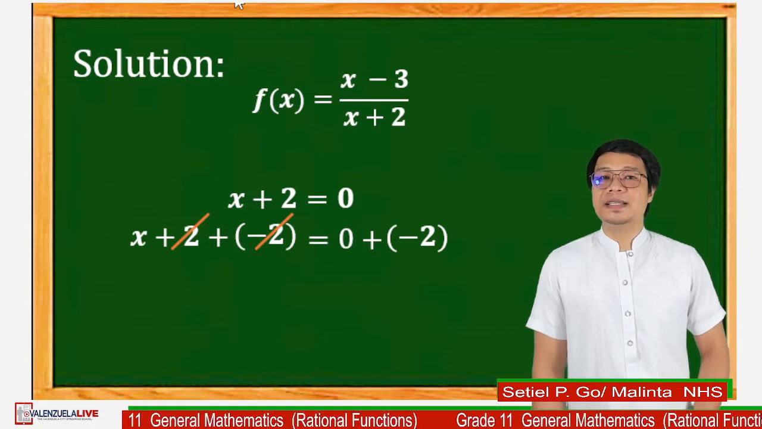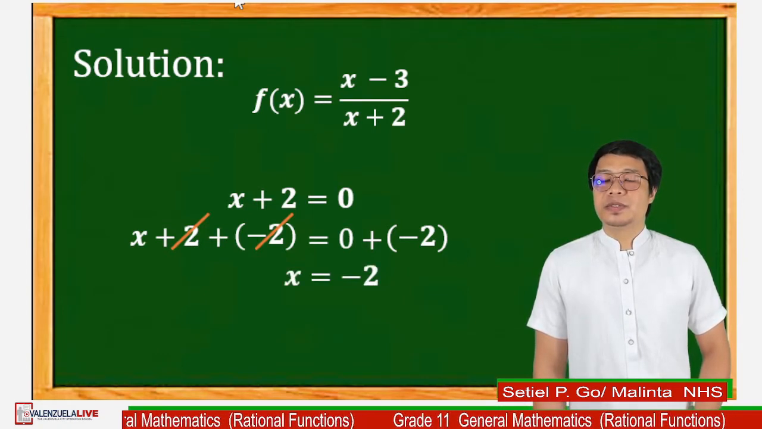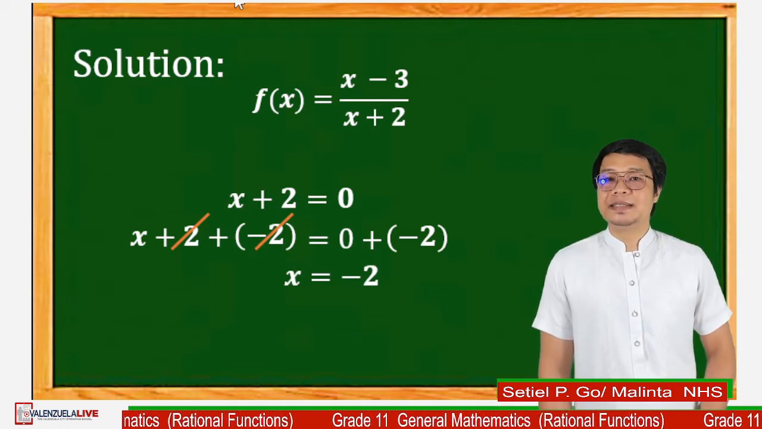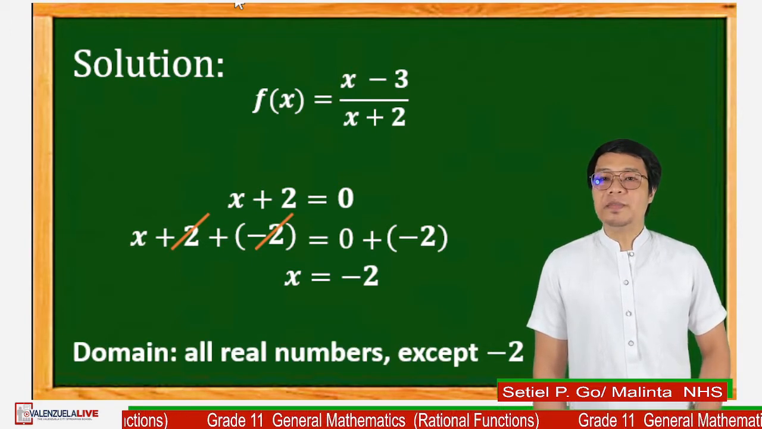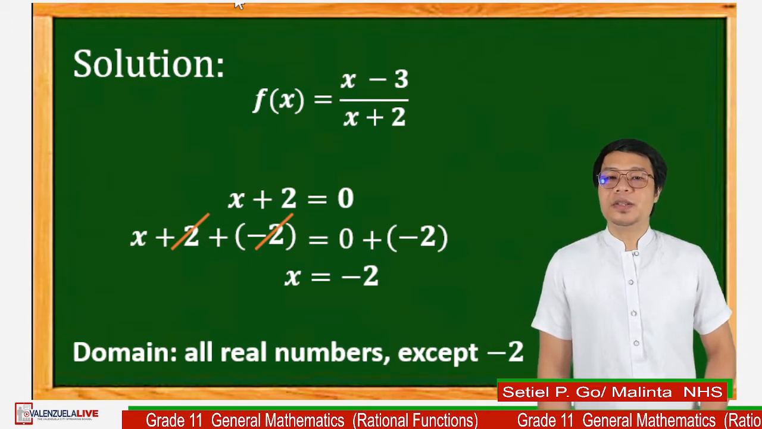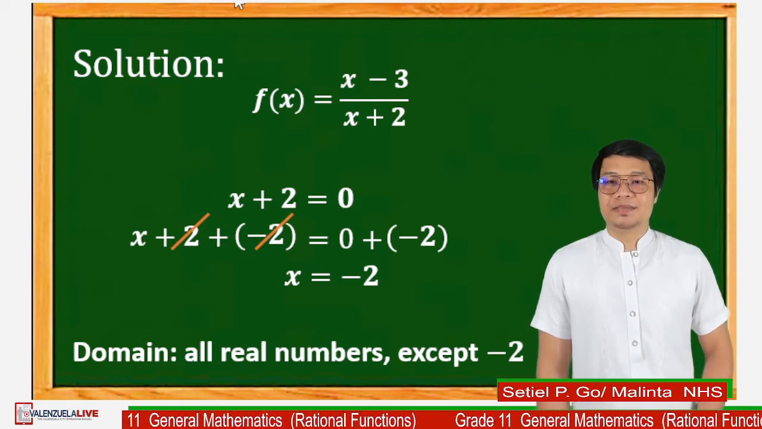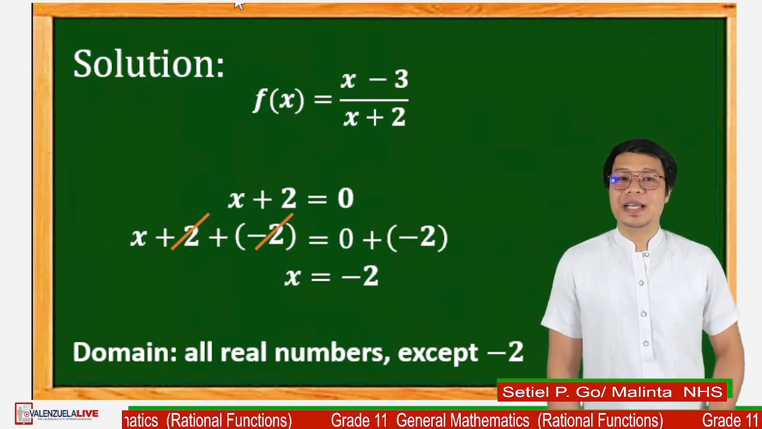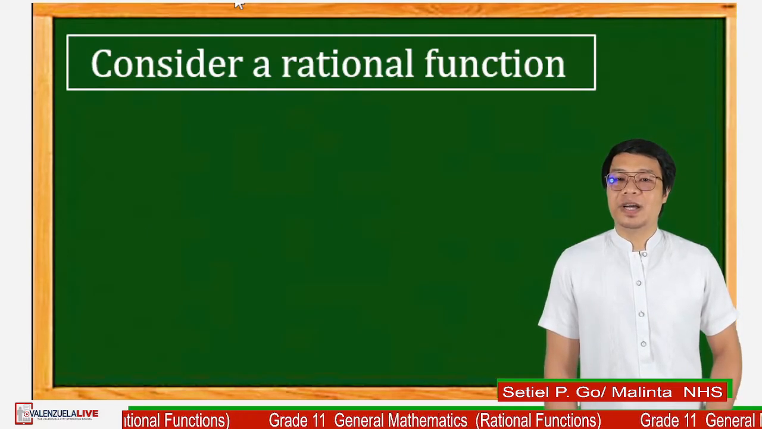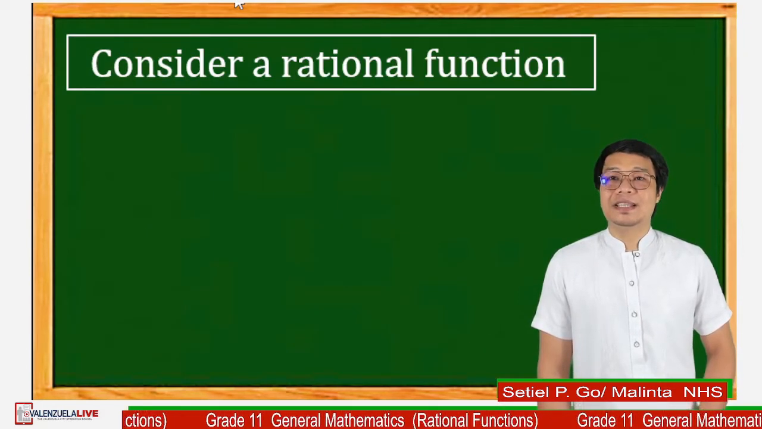Wherein 2 plus negative 2 is equal to 0. So the resulting equation will be x is equal to negative 2. Therefore, the domain will be all real numbers except negative 2. We can obviously see that when we substitute negative 2 into the given function, the result will not be defined.